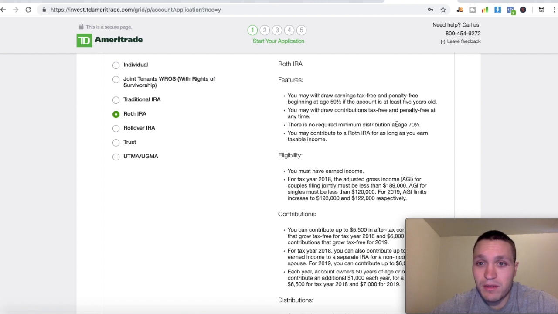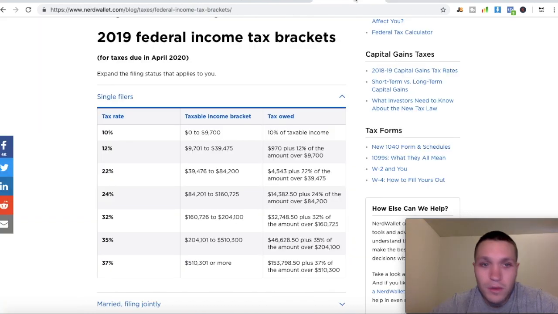And you can even wait till 70 and a half. That's the minimum age where you have to take minimum contributions. So the thing no one talks about: based on your current income tax bracket, it can drastically change whether a traditional IRA or a Roth IRA is good for you.